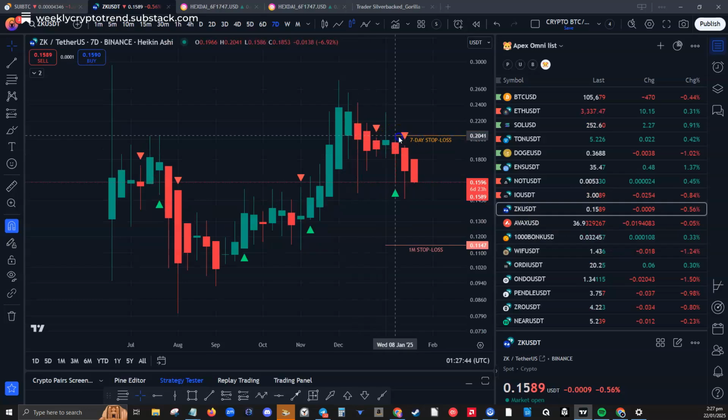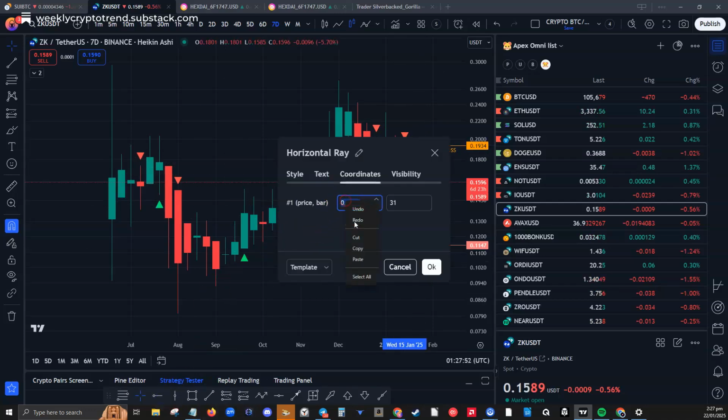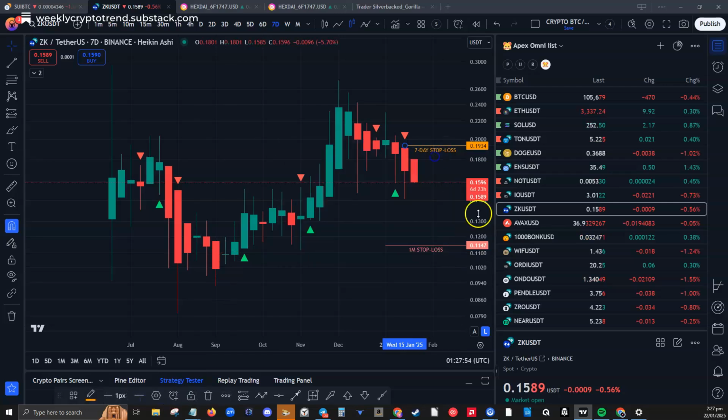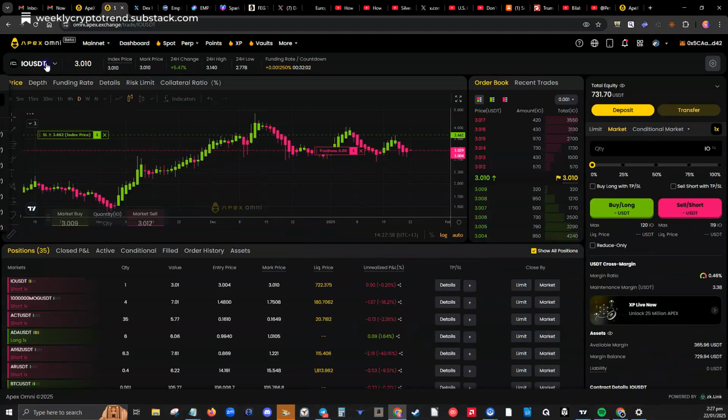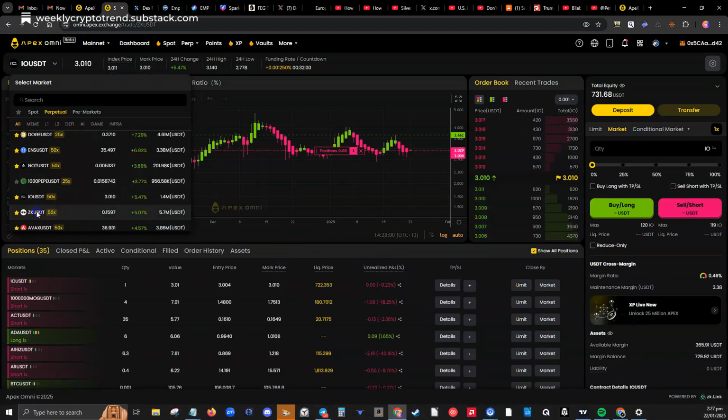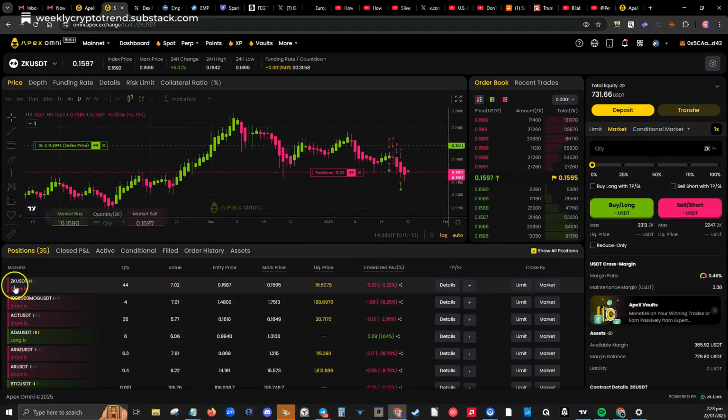ZK. So I would move your stop loss level down, locking the profits from there to there. Collect those coordinates, so that actual price. Copy that. We're going to go in here and go to ZK. And when we click on the ZK, probably is a position open. There is. It's a short.